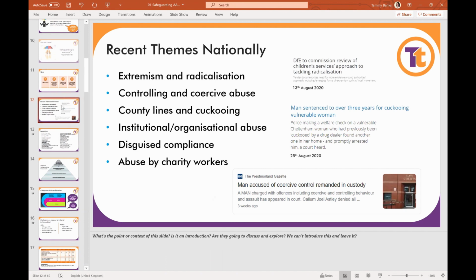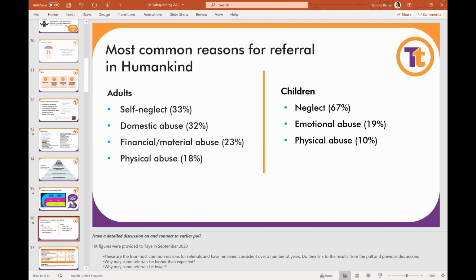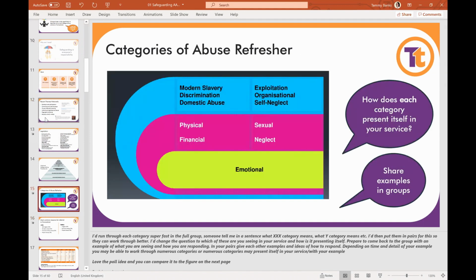I think it needs to be split so that we talk about legislation, then we talk about the national themes and explore them, then we talk about the categories of abuse, then we talk about the national themes and explore them. To me, these 1, 2, 3, 4, and maybe that one, I know 4 slides here seem completely out of place.